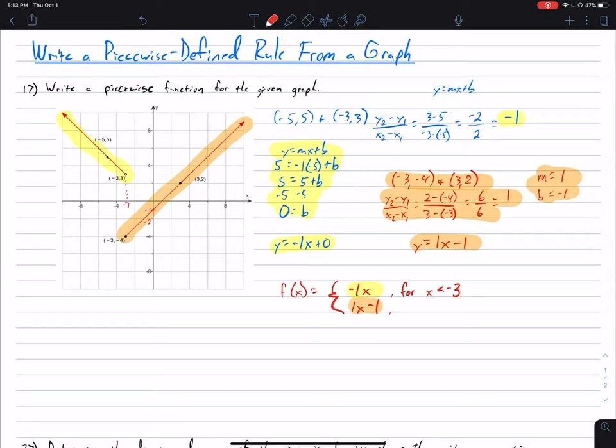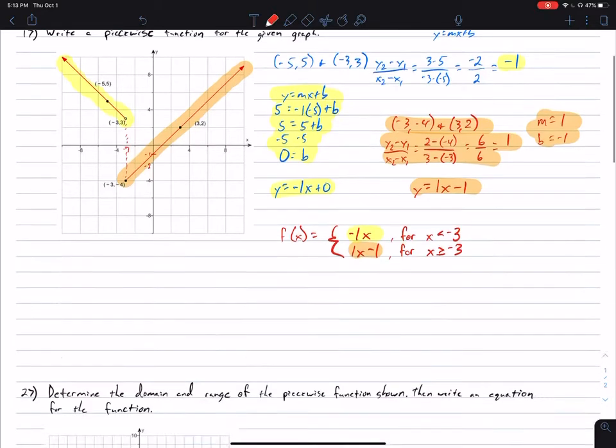Now the second equation, the 1x minus 1. I want the numbers that are greater than negative 3. Same thing, I'm starting at that same spot and working right. So x is greater than negative 3, but this time I have a closed circle, so I'm going to put the equal bar underneath that greater than symbol. So whenever you're looking for the piecewise function, you need to figure out the equations for each section, which we've done here.